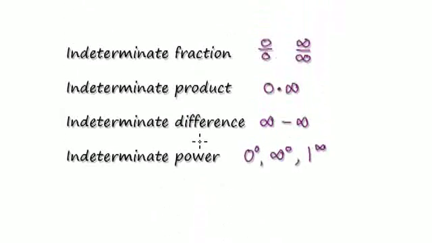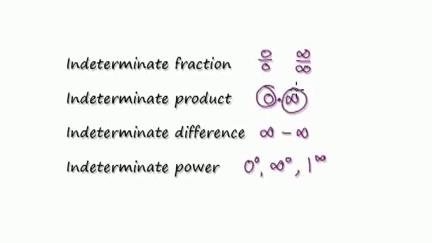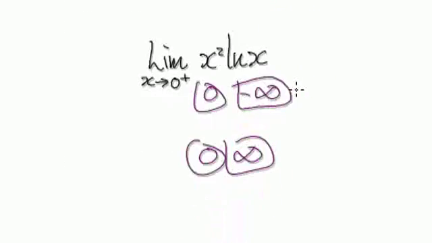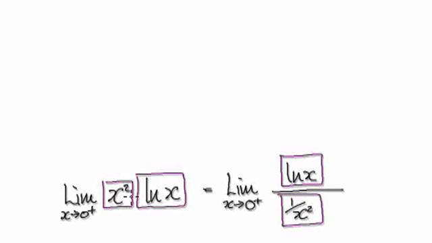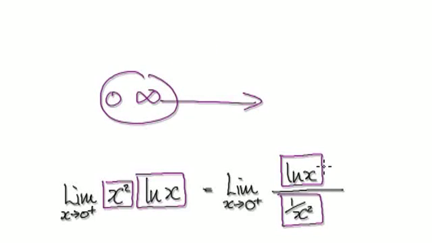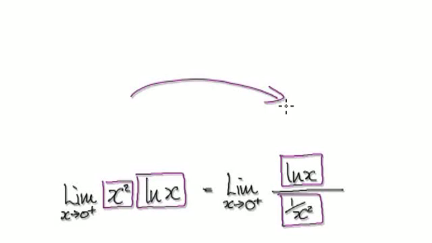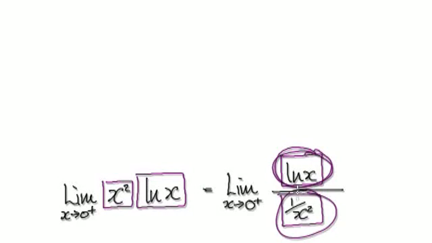So here we've got this case, 0 times infinity. To work out the limit here, we would use this trick. You can always write a product as a quotient. So here you've got one block times another. Whenever you have 0 times infinity, we would turn the product into a quotient.